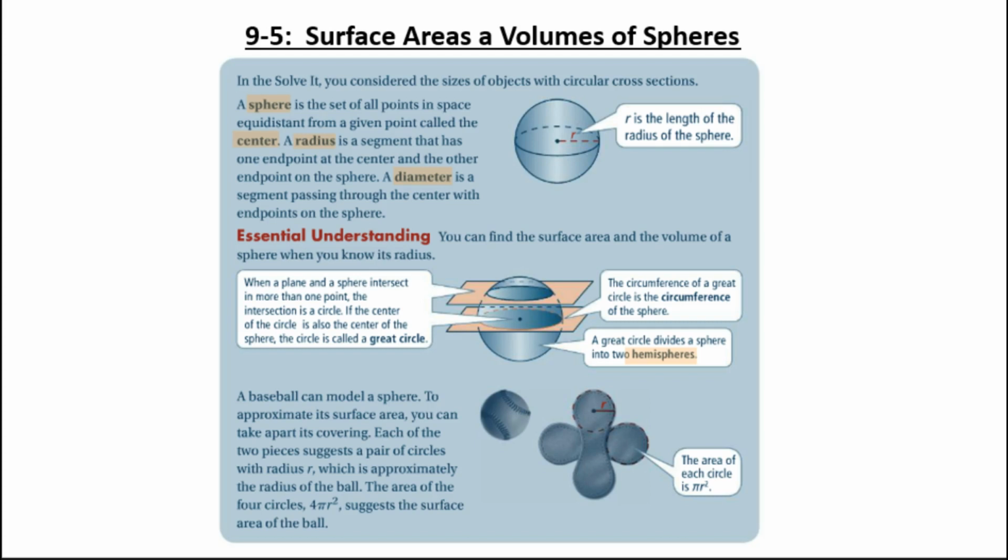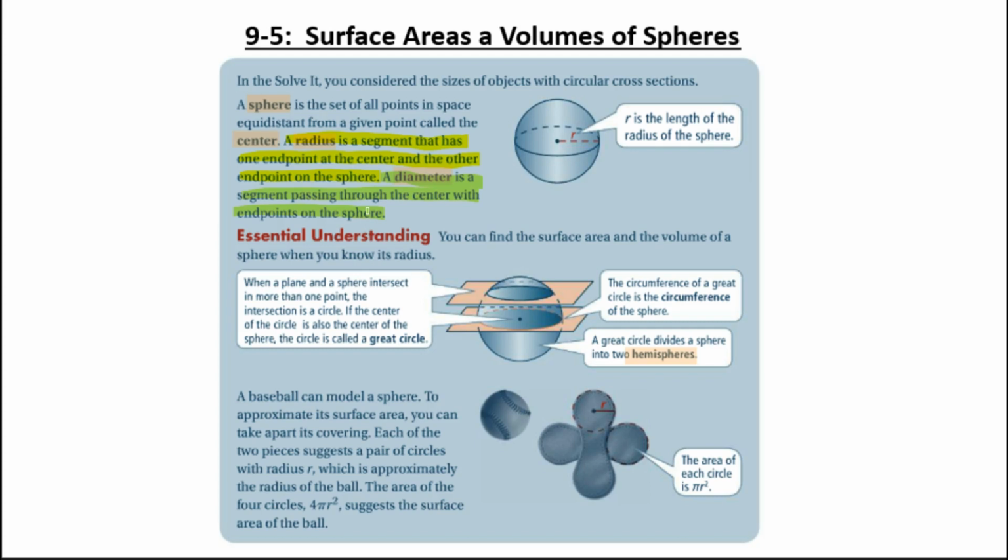But let's just look at some of the vocabulary we have here going on. We're still dealing with radius, a segment that has one endpoint at the center and the other endpoint on the sphere. So it's the same as a circle. The radius is still the same. We also have diameter. Diameter is a segment passing through the center with the endpoints on the sphere. So radius and diameter, still the same idea that we had in the circle, nothing different there.